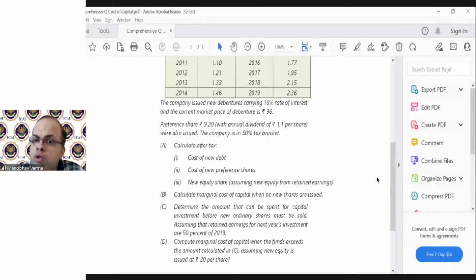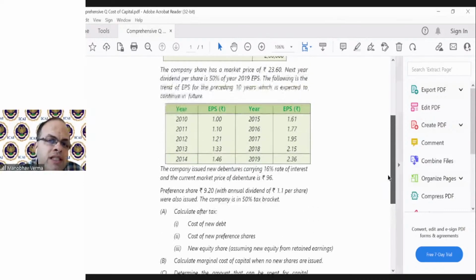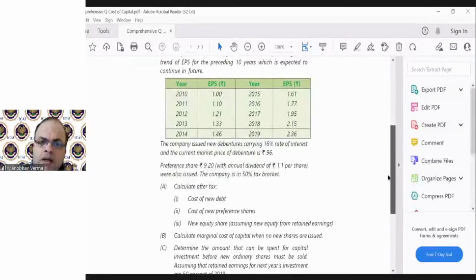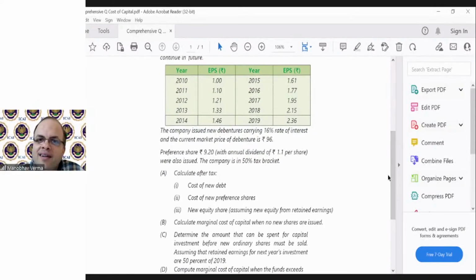Okay, can anyone also give me the cost of new preference shares? So what do we have for preference shares, guys? 9.2, annual dividend is 1.1. I'm not sure whether we need to give a tax benefit on the dividend, right? It should be very straightforward. Cost of preference share is 1.1 upon 9.2. I think 11.96, probably 12% or whatever, right?